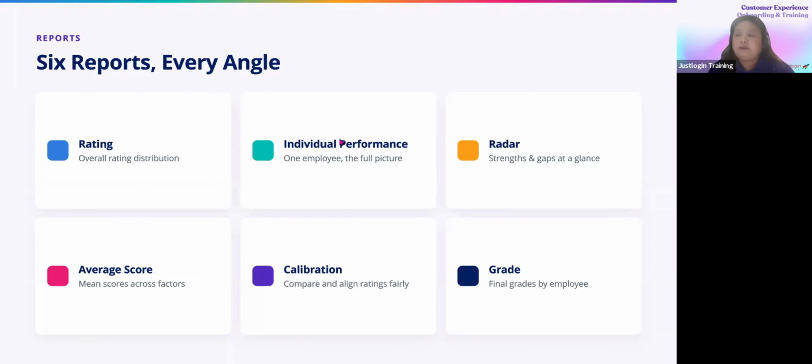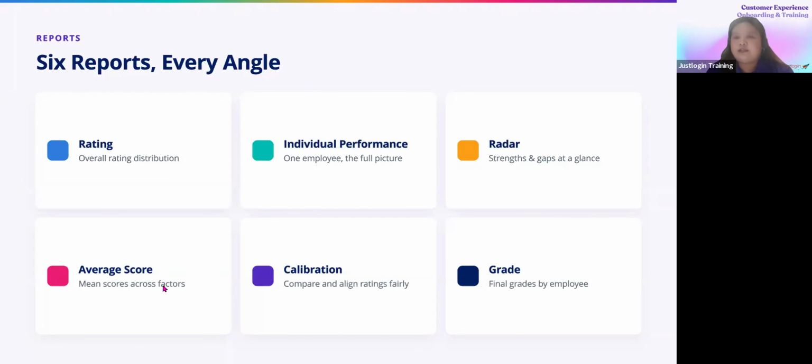That is in the individual performance radar report for you to see the strength gaps at a glance by giving you a line chart report or a bar report. And the radar report is only available for those review cycles that you have released. And then average score, mean scores across factors.